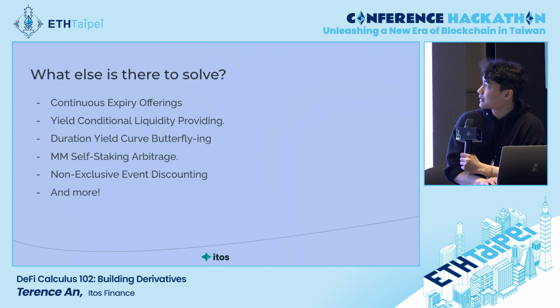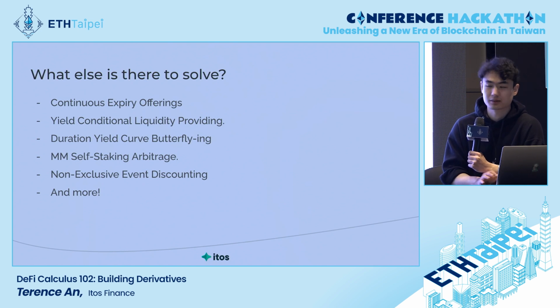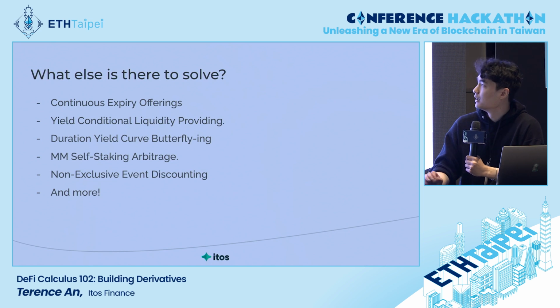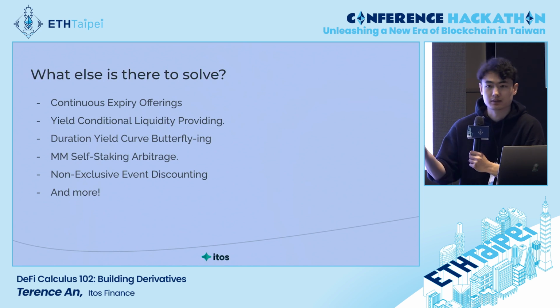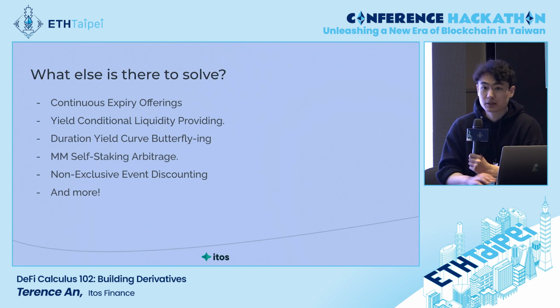Cool. So we're nearing the end. What else is there to solve? We don't want to pretend that we have all the answers. There's still a lot more to do, with just the math for DeFi being utterly unsolved. Continuous expiry offerings, how do I recover the expiry ideas from options? Because those are indeed useful in a lot of scenarios. How do you make conditional liquidity providing, like only providing when the yield is sufficiently high? How do we butterfly the yield curve? The list really goes on.